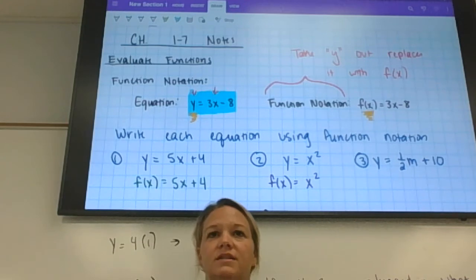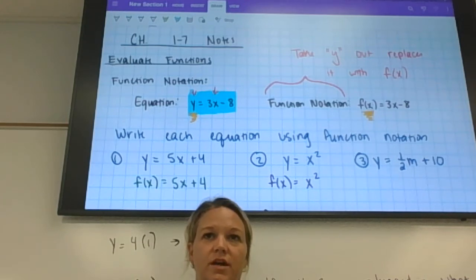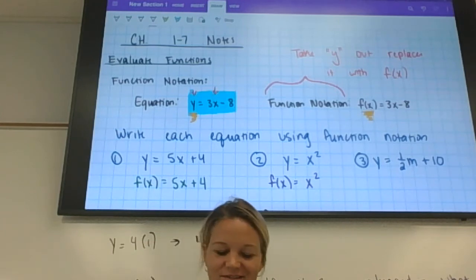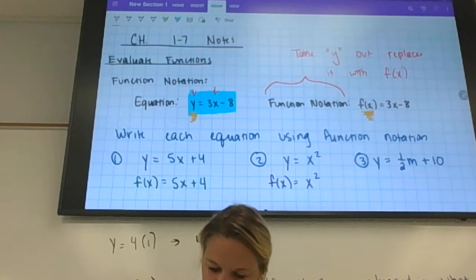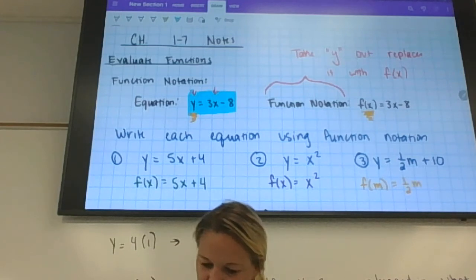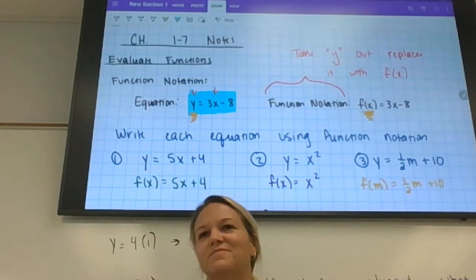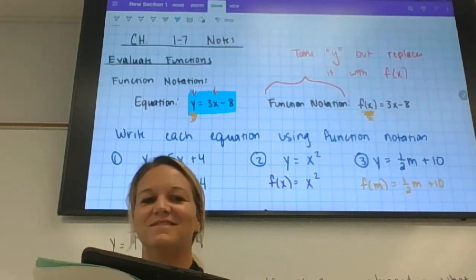Number 3 has an extra little trick to it. Mikhail, you do 3. I can do it. I got it. Fine, Tony. So easy. Tony's a cool kid. See that? That's cool.